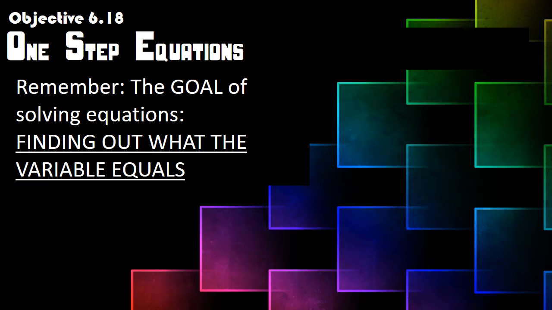In this edition of Mr. Peterson Presents, I'm bringing to you Objective 6.18. We're talking about one-step equations, and with this video, we're going to focus on what we do with multiplication and division in one step. So we have to remember a few things before we get started. The goal of solving equations is finding out what the variable is going to equal. So at the end, we're going to figure out what our variable equals.